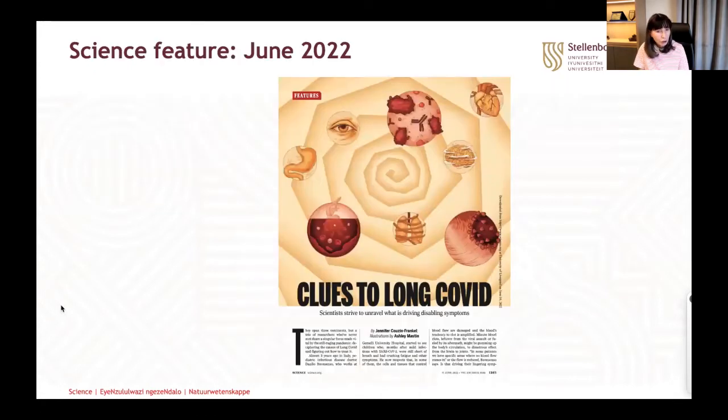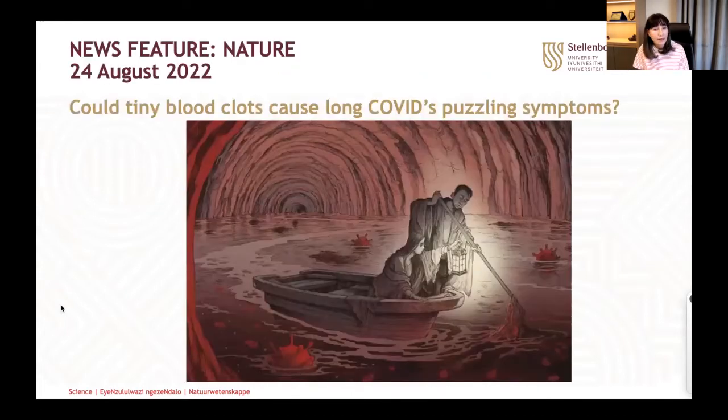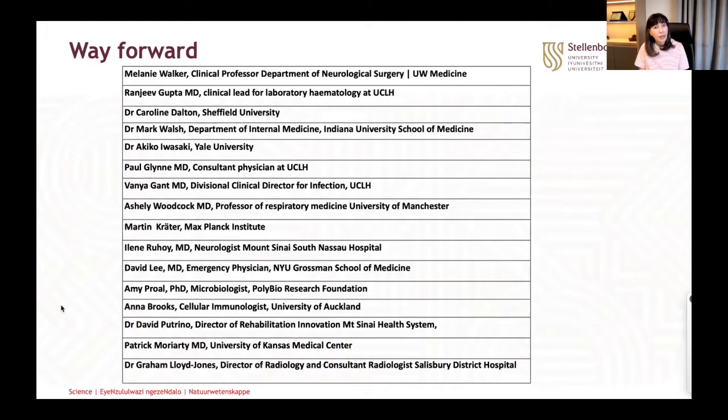I'm also very happy to report that our work was featured in June 2022 in Science, and also recently we were featured in Nature. Just on the way forward, diagnosis and using our methodologies, together with our team of international collaborators, and here I only show a few of them, many more, the list was just too long to include here. We will report back soon on more laboratory results from long COVID patients.